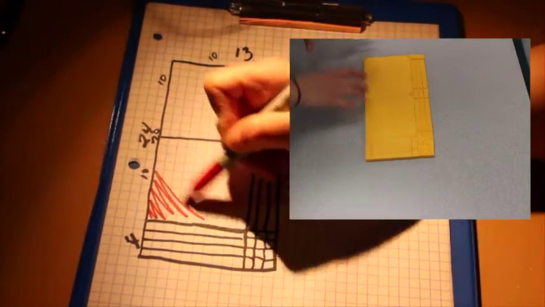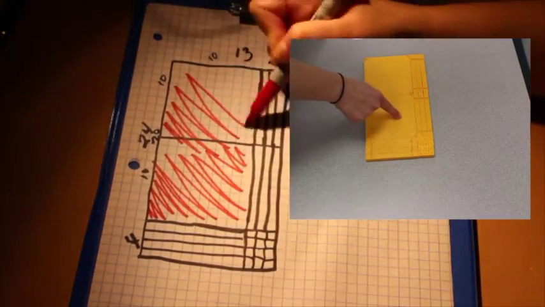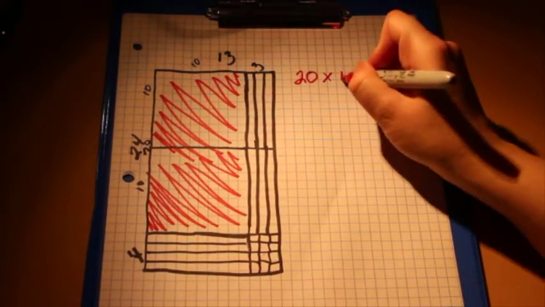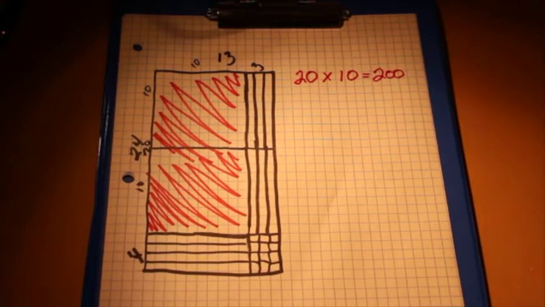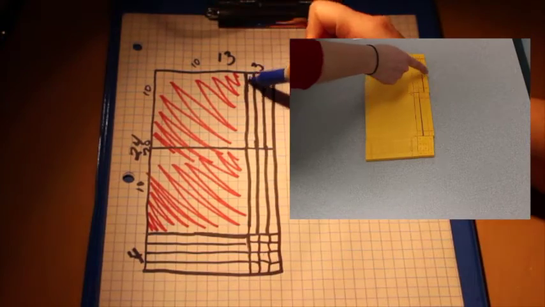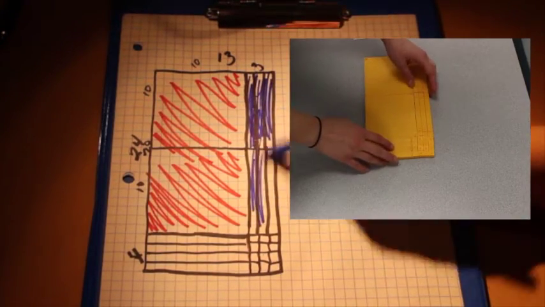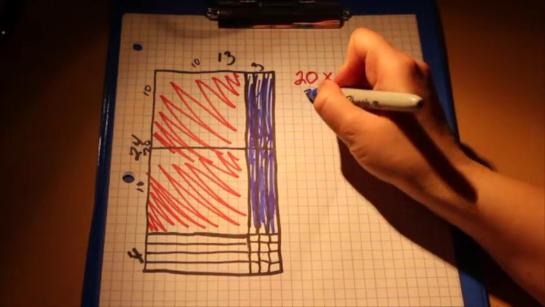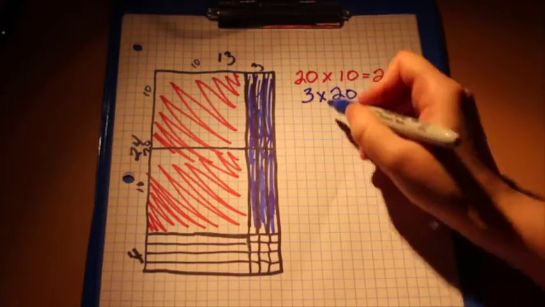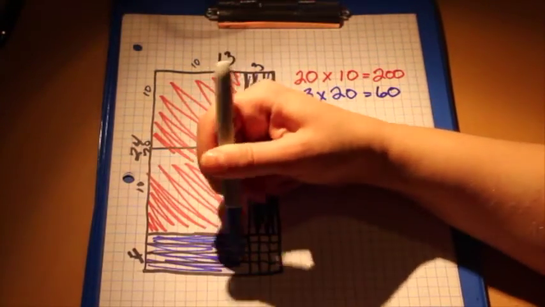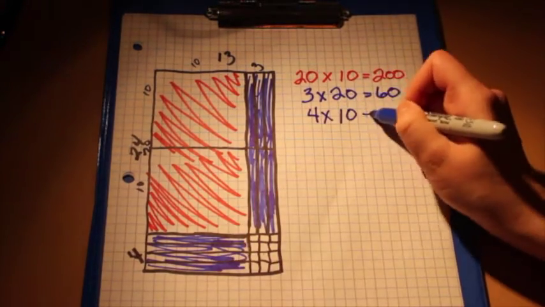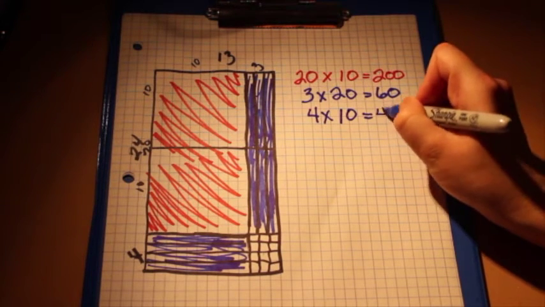And if we look at how many there are, we can say this is 100, this is another 100, so it's 200. As you can see, 20 times 10 equals 200. 1, 2, 3, 4, 5, 6, 7, 8, 9, 10. So we have 10 in the tens column, which makes 100. And you have 3 times 20, which equals 60. And 4 times 10, which equals 40.